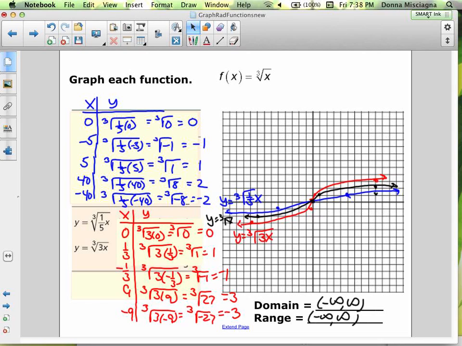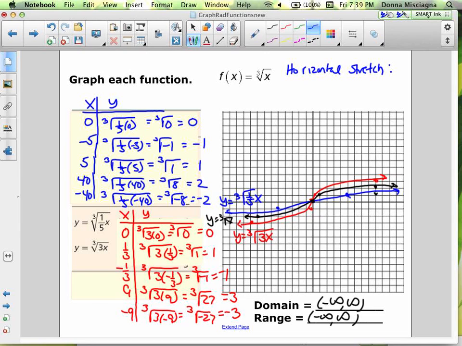What's happening here, since we're affecting x, is a horizontal stretch, right? So it's not a vertical stretch, this is a horizontal stretch. So we have a horizontal stretch and a horizontal shrink. The blue one was a horizontal stretch. All right. We have a horizontal stretch.